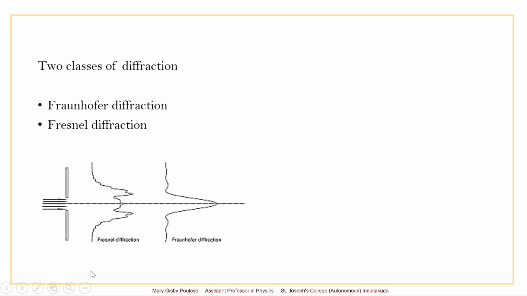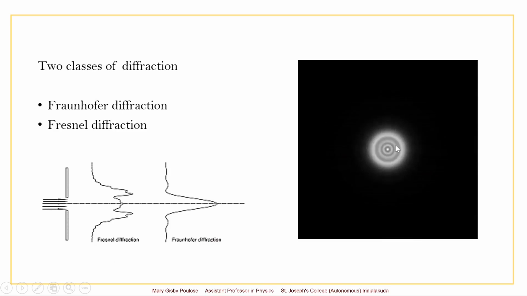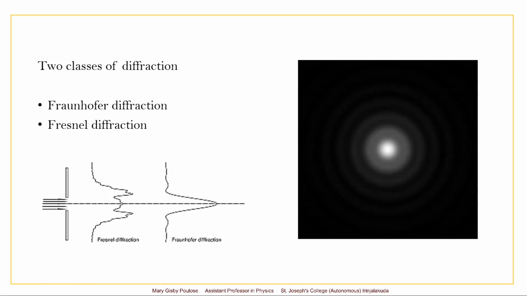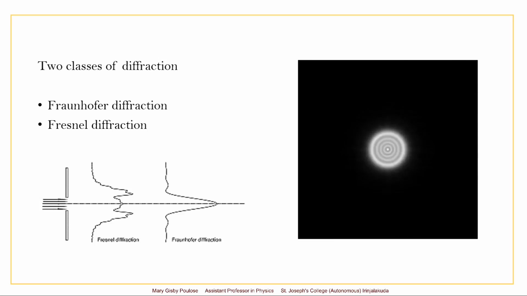Let us try to understand this using a video. See, in the surrounding regions, the amplitude is greater, but as we move the screen farther away, the central point becomes higher in intensity than the surrounding points. So this is the far field effect.